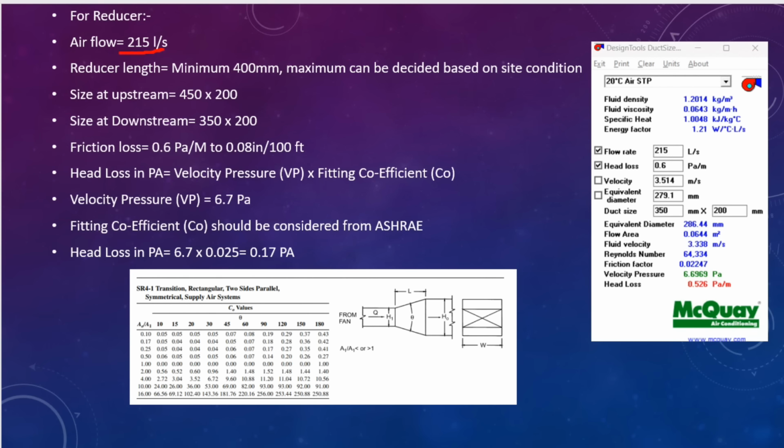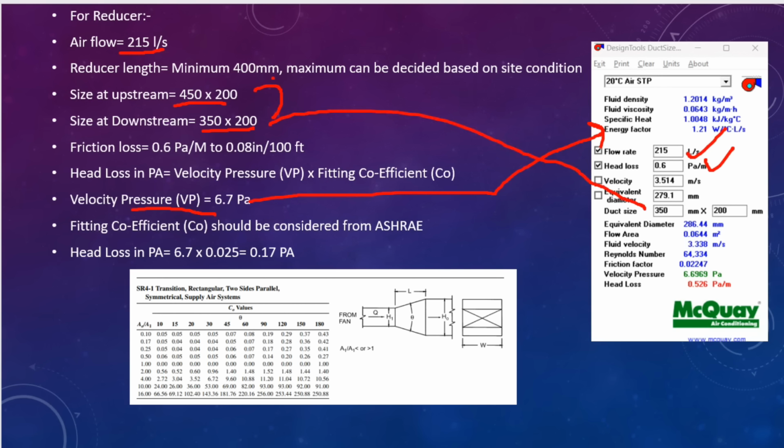So here the airflow is 215 liters per second, and the upstream size is 450 by 200 and the downstream 350 by 200. Just now I explained these two sizes in the drawing. And coming to the velocity pressure, first you have to go to the duct sizer. In the duct sizer I applied 215 liters per second, the friction loss, and the duct size 350 by 200 at the lower downstream side.